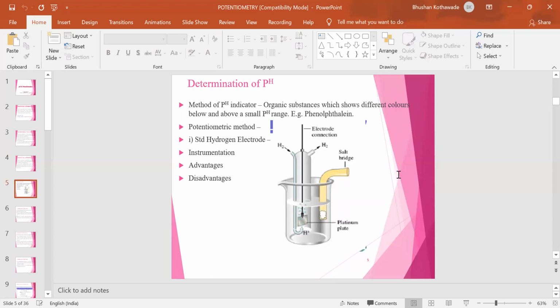This is a system which we use for determination of the pH or potential of the solution. Here the standard hydrogen electrode is used. Then the salt bridge is also there. The standard hydrogen electrode contains a platinum wire. Hydrogen gas bubbles are produced through this pore. Then this platinum wire is immersed in the solution of KCl, and this is known as the standard hydrogen electrode. This assembly is used for the determination of the pH.